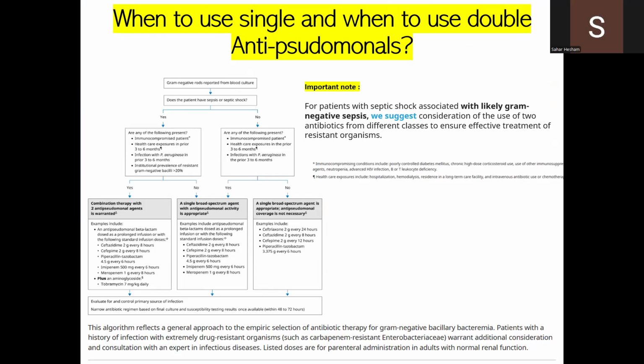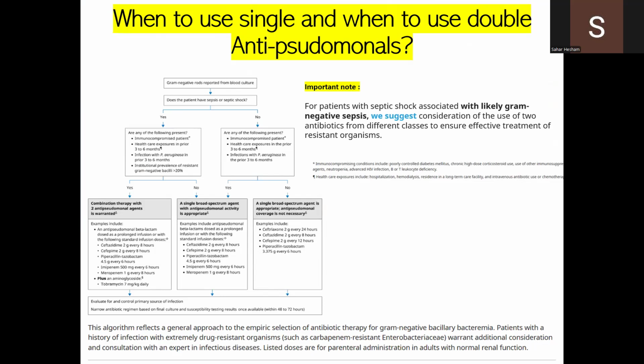If yes, then we should ask ourselves some questions, like: is this patient immunocompromised? Does this patient have healthcare exposure in the last 3 to 6 months? And I mean healthcare exposure, that the patient is on hemodialysis, recently hospitalized, a resident in a long-term facility, has had IV antibiotics, or took chemotherapy in the prior 3 to 6 months. Or if the institutional prevalence for resistant gram-negative is more than 20%. And this issue is very important because usually we get this information from the infection control.